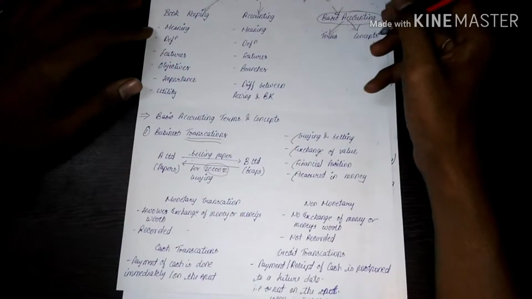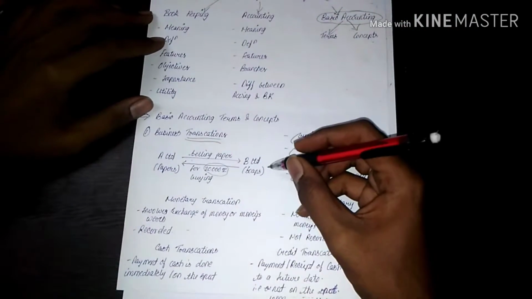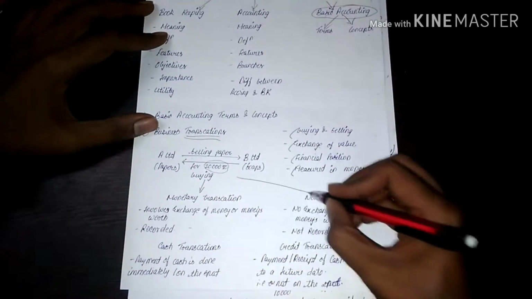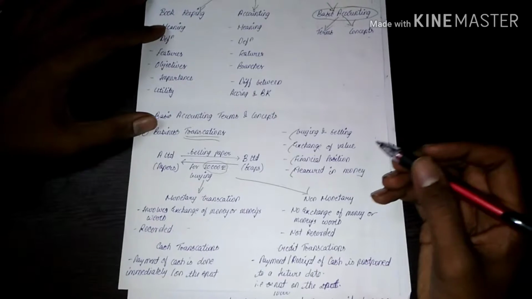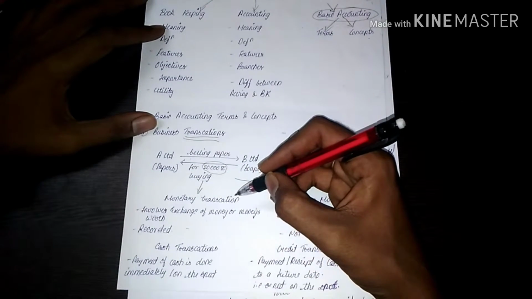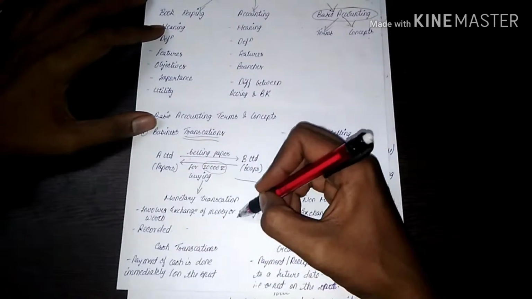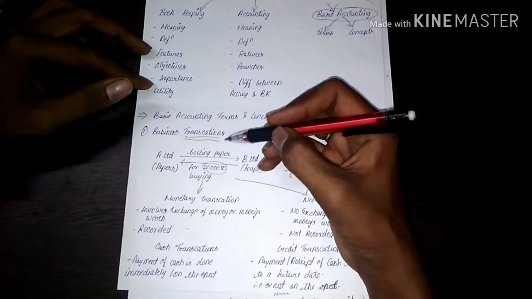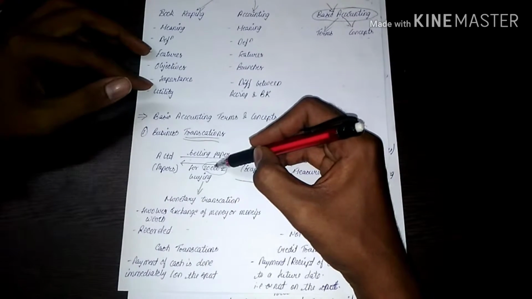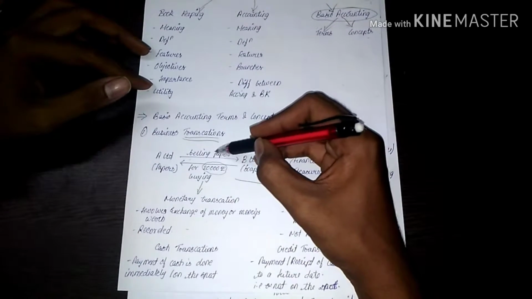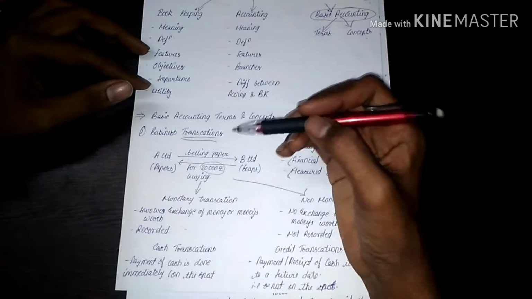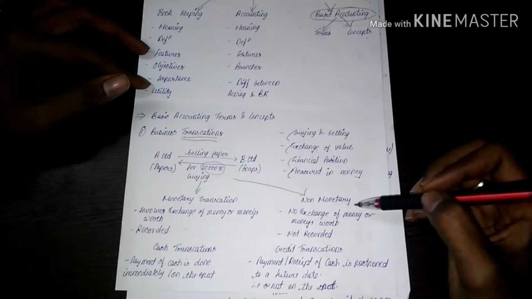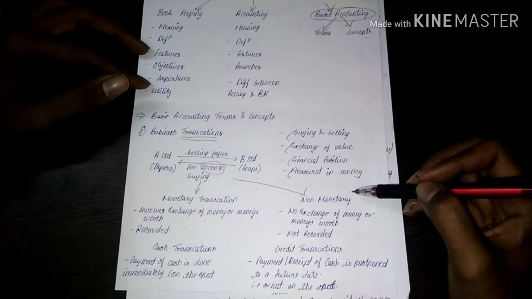Simple as that. Now, there are two types of business transaction. First is monetary transaction and second is non-monetary transaction. Monetary transaction, as the name suggests, is any transaction which involves exchange of money or money's worth, like this transaction, where there is an exchange of 20,000 rupees, which is money, and paper, which is money's worth. So what will be a non-monetary transaction? Any transaction which does not involve exchange of money or money's worth is a non-monetary transaction.